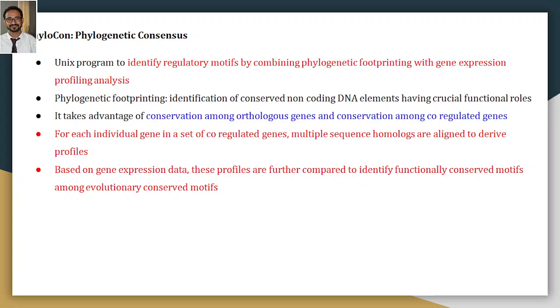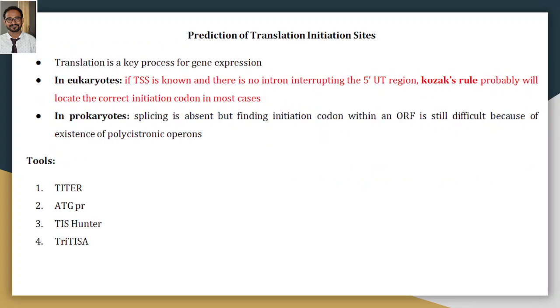So based on the gene expression data, whatever information you get, these profiles are further compared to identify functionally conserved motifs. Again, you are going to compare, especially to identify the conserved motifs among the evolutionarily conserved motifs. Once you get that, definitely you can find the gene expression profiling with respect to the phylogenetic analysis. So next, the final one is predicting the translation initiation sites.